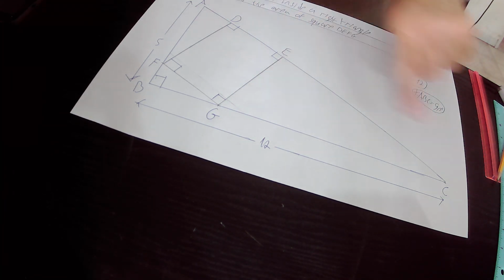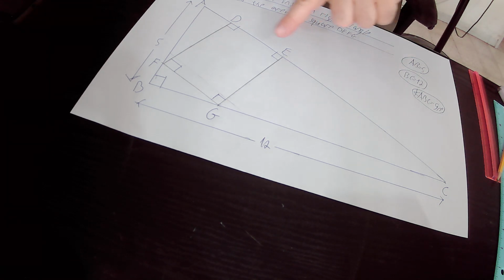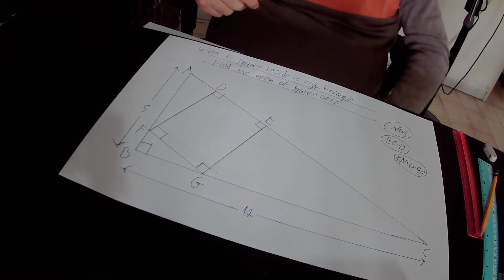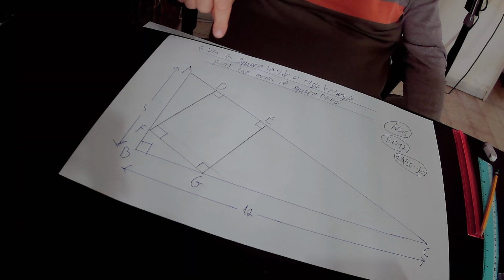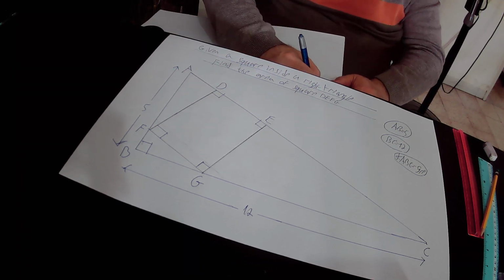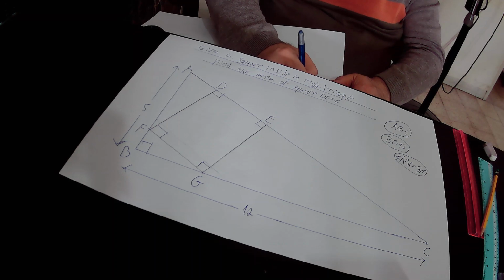Inside this right triangle ABC we have square DEFG. And our mission is to find out the area of this square DEFG. So, first of all, we implement the Pythagoras theorem on the right triangle, triangle ABC. Here PT is the abbreviation for Pythagoras theorem.